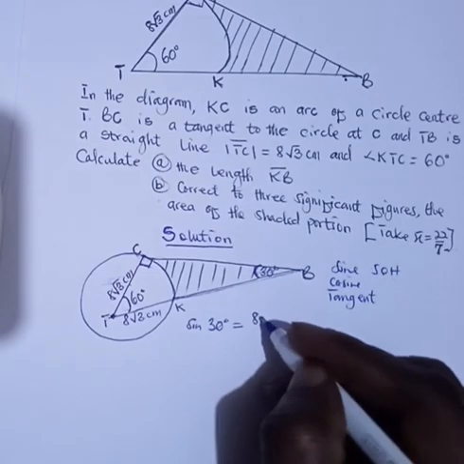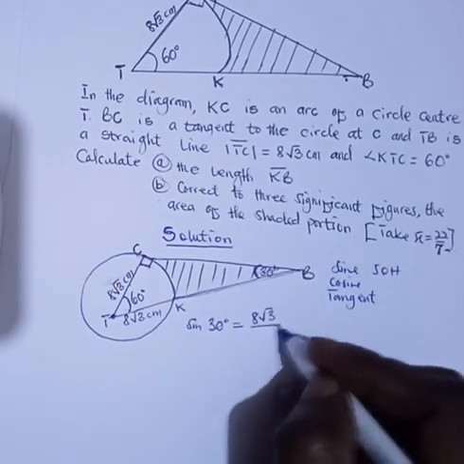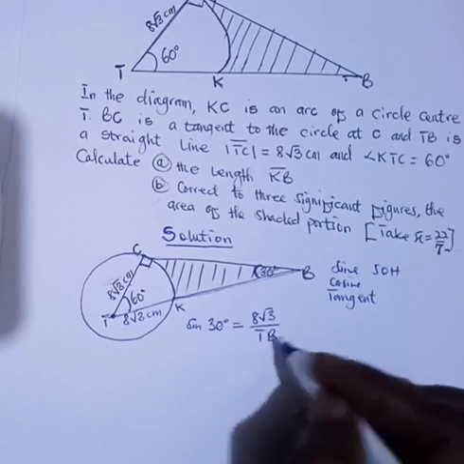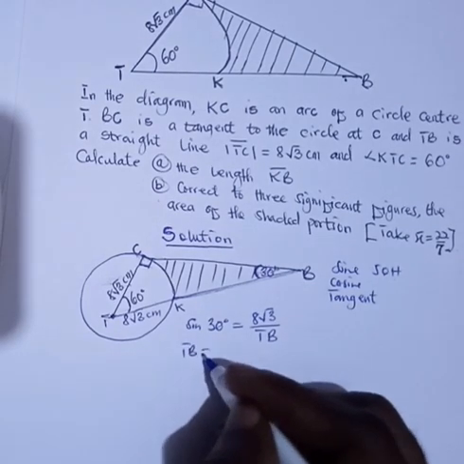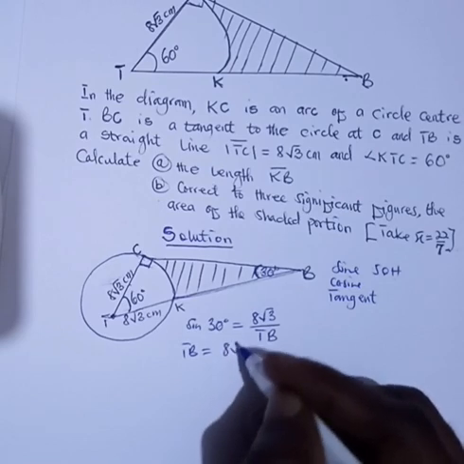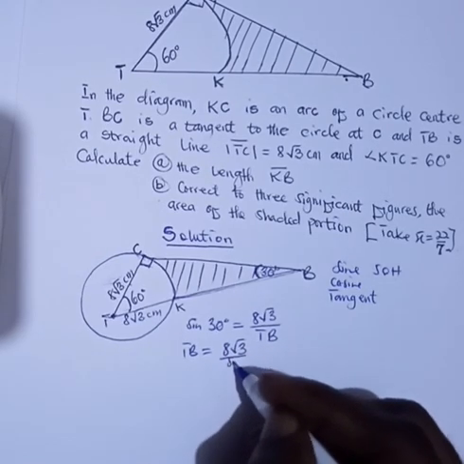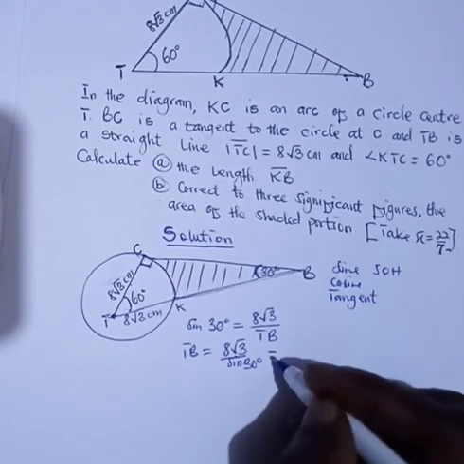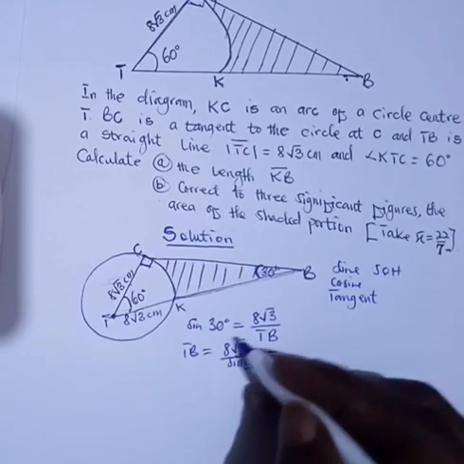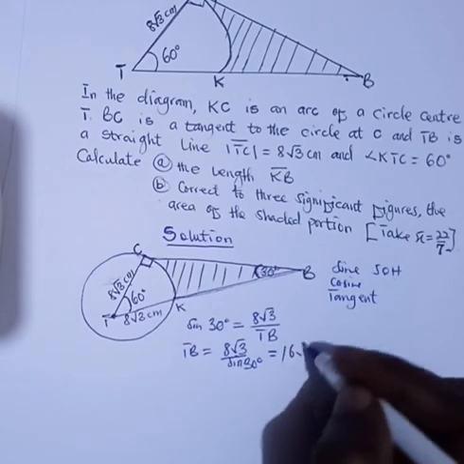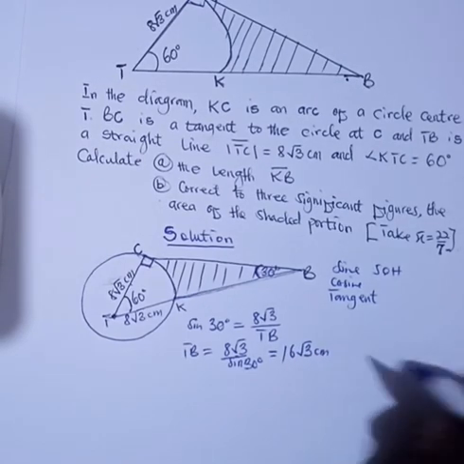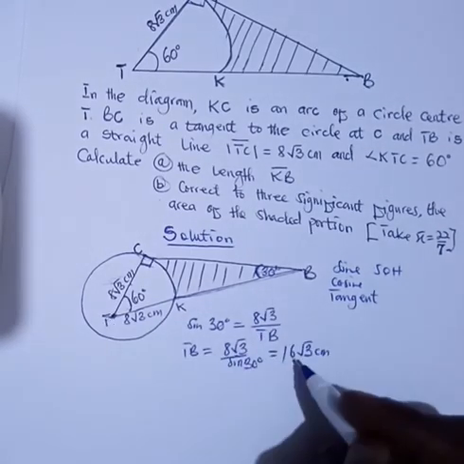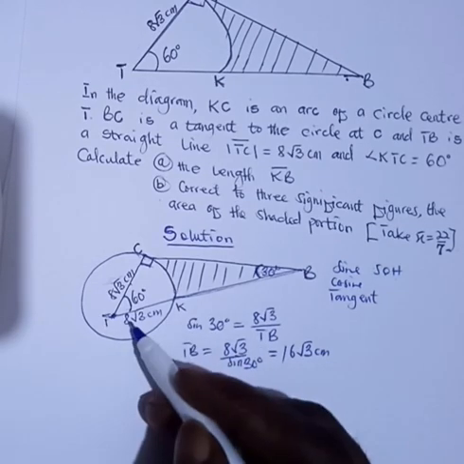So we have 8 √3 divided by, then we are talking about TB. So to get TB, then we are to find 8 √3 divided by sine 30 degrees, which gives us what? So if you use your calculator, then we are getting 16 √3 centimeters. Good. So that is the length of TB.